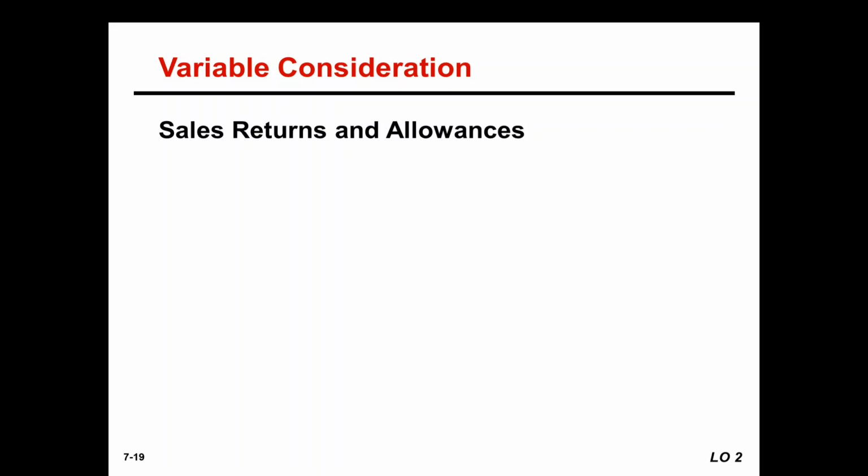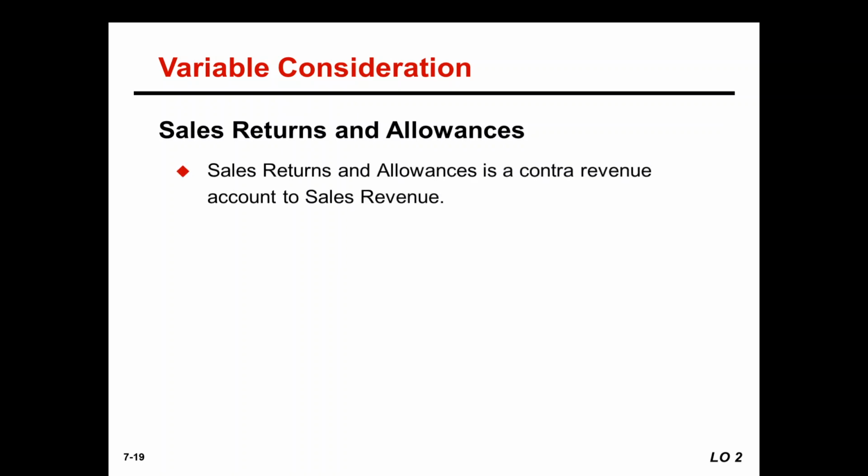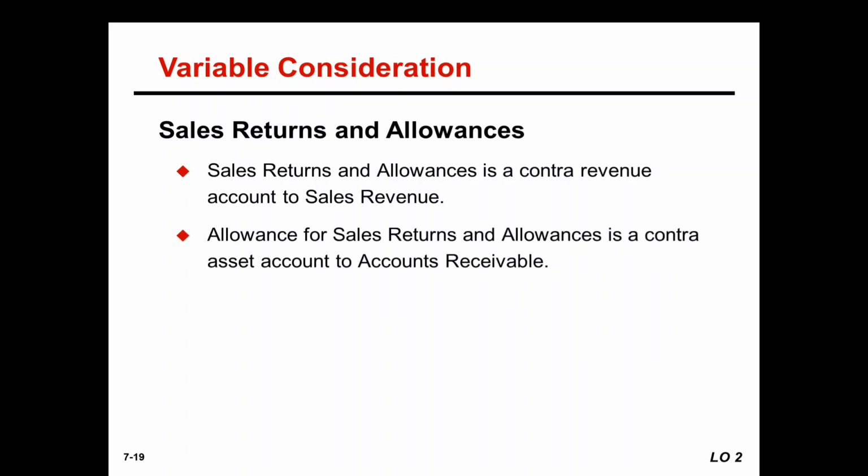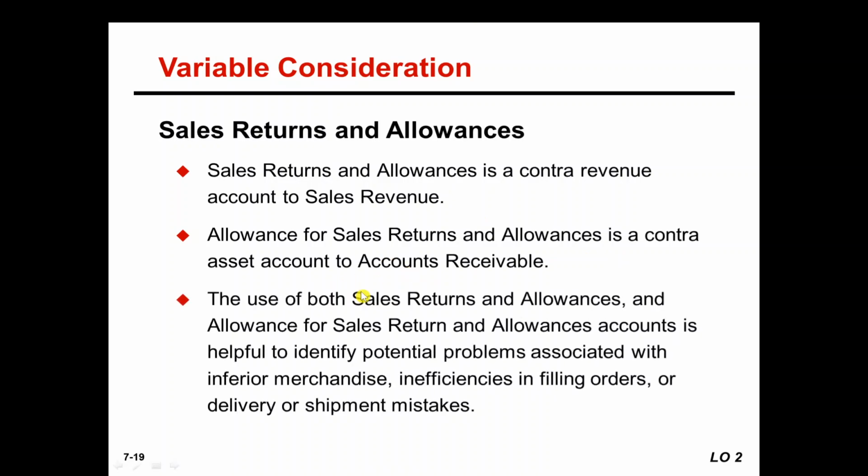And then the next is sales return and allowance. Sales return and allowance is a contra revenue account to sales revenue. So by saying that it is a contra revenue, it means that it will deduct our sales revenue. While sales allowance, for sales return and allowance, is a contra account to account receivable.